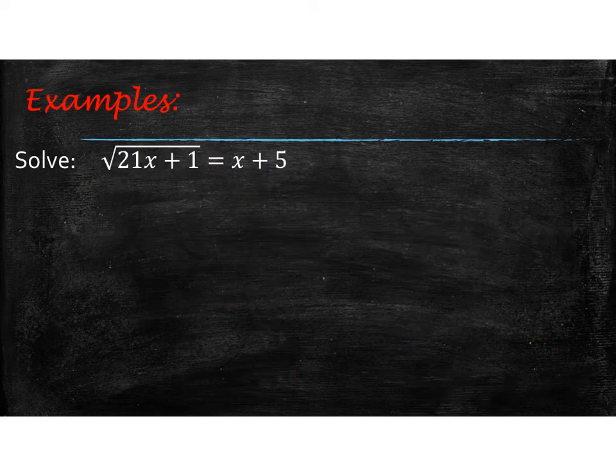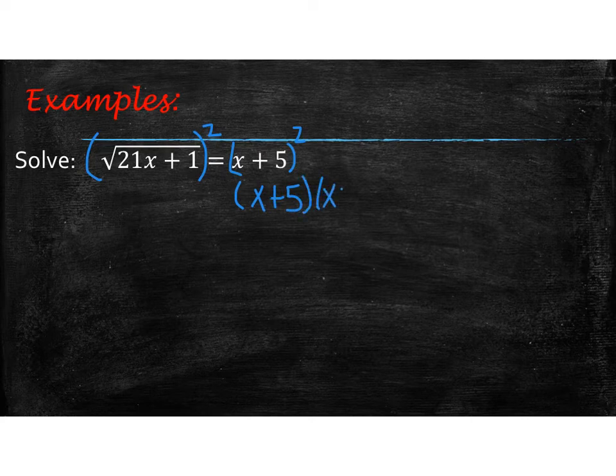So let's look at the next example. So right now we have the square root of 21x plus 1 equal to x plus 5. So the radical is already by itself, so we would go ahead and square both sides. But remember, when you square an x plus 5, you're going to have to write that down twice. So the power of 2 makes you write down x plus 5 twice and then multiply it. So you're going to have to use distribution on that.